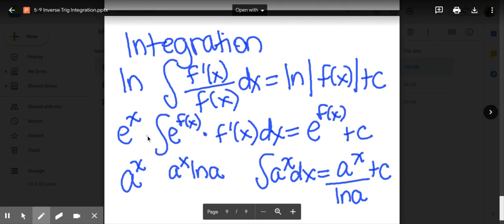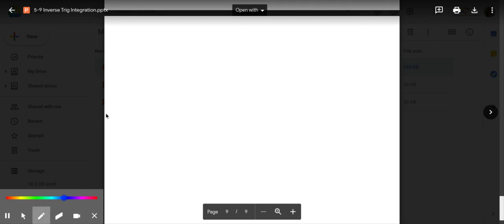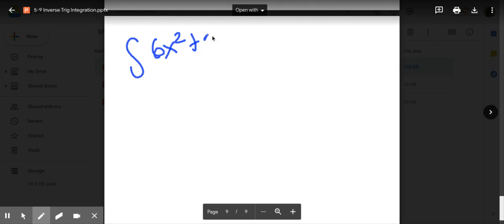Also, you need to know all the reverses of your trig functions, which you should know. If not, go back and review through those. So I'm just going to do one example of each kind. All right, let's say I'm going to integrate this problem here. That's 6x squared plus 2 divided by x squared plus x dx. So let's say I wanted to integrate that problem.